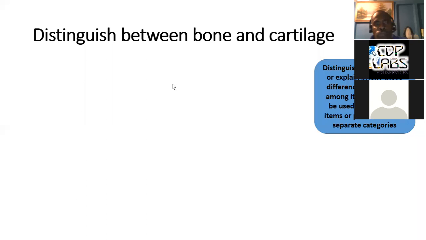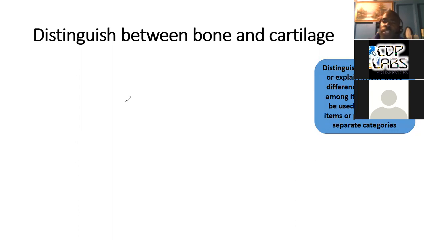Now, it asks us to distinguish between the bone and the cartilage. Can somebody read what the word distinguish means? Distinction means state or explain briefly those differences between or among items which can be used to find items or place them into separate categories. Okay, thank you very much, Alia.